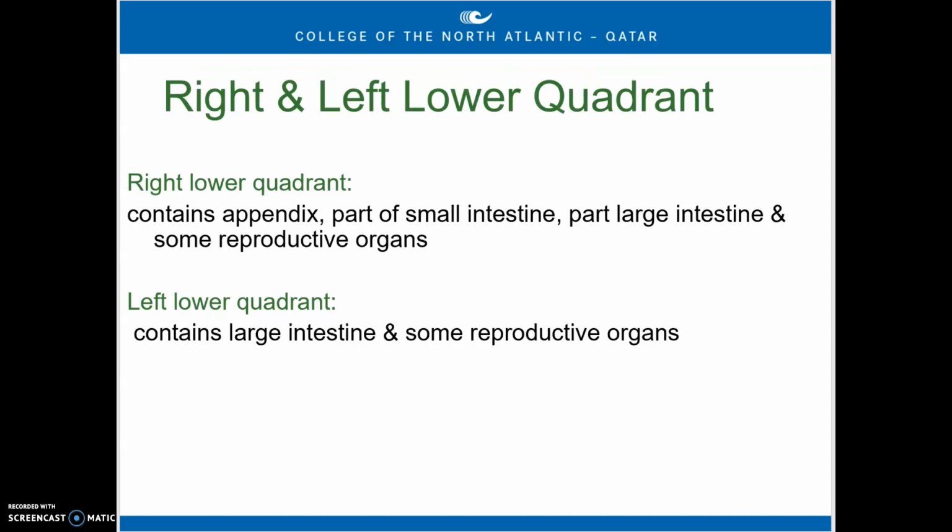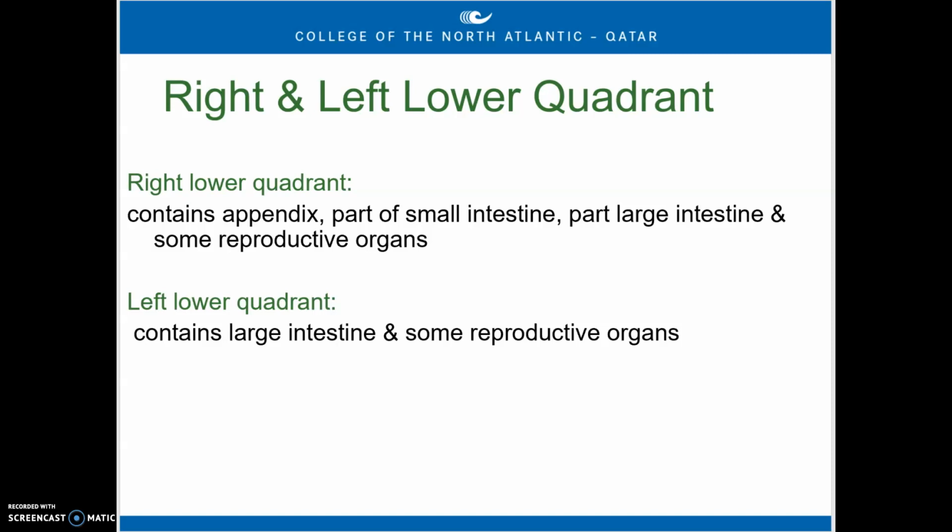And then finally, we'll look at the lower quadrants. So the right lower quadrant is going to contain the appendix. If anyone's ever had appendicitis, which is an infection of the appendix, you'll get pain in your lower right quadrant. And if you go to the doctor and you hold your side and say, I have pain there, the first thing the doctor is going to think about is, I better check for appendicitis, which is an infection of the appendix. So it has the appendix, a part of the small intestine, a part of the large intestine, and some of the reproductive organs.